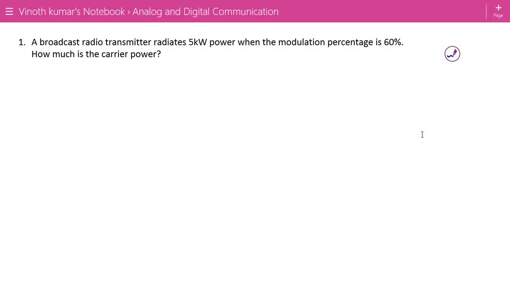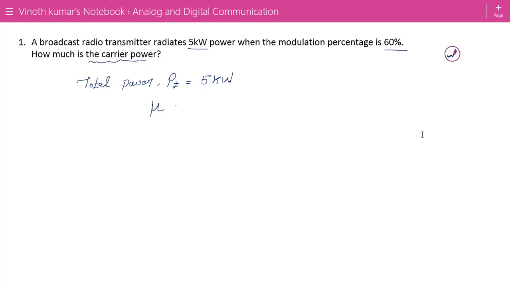The question given here is: a broadcast radio transmitter radiates 5 kilowatt power when modulation percentage is 60%. So how much is the carrier power? So we need to calculate the power of the carrier signal. Here the transmitter is radiating 5 kilowatts power. That is actually the total power, 5 kilowatt, and the modulation percentage is 60%.